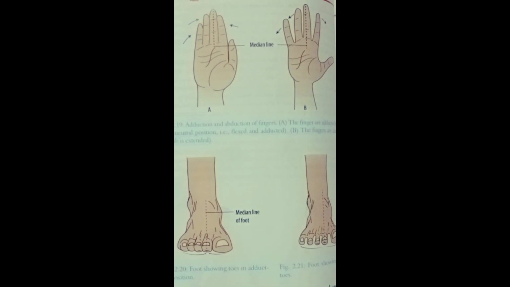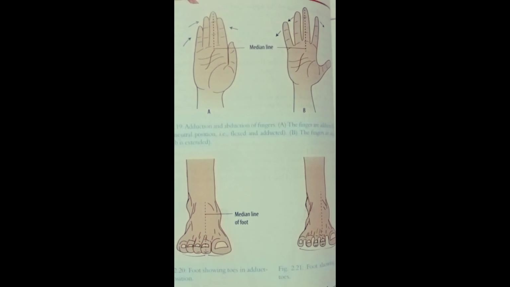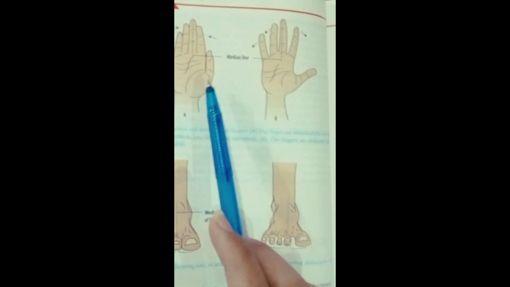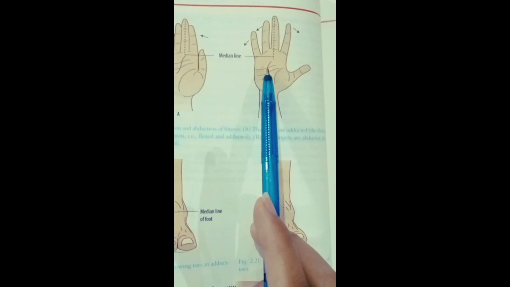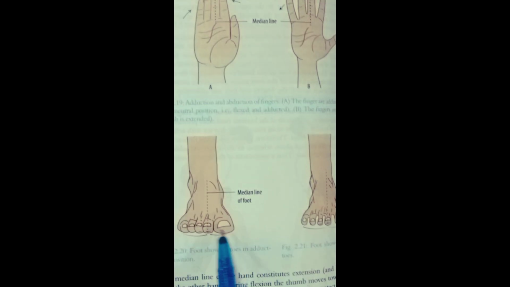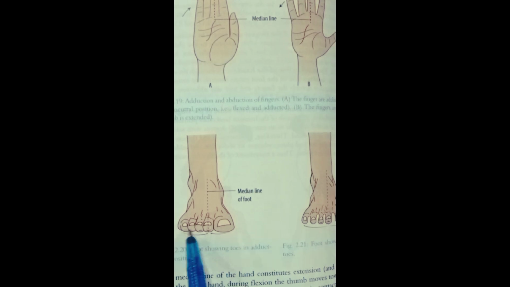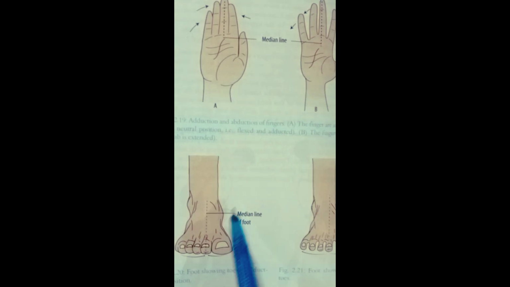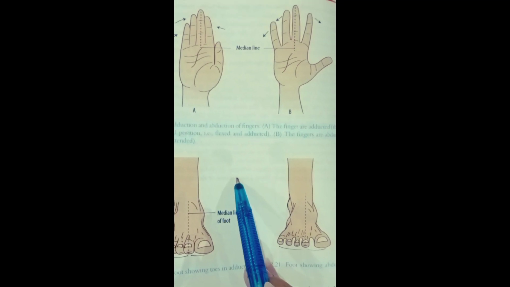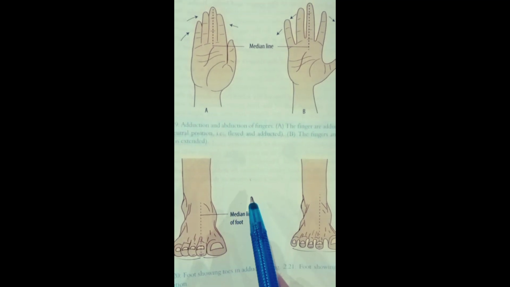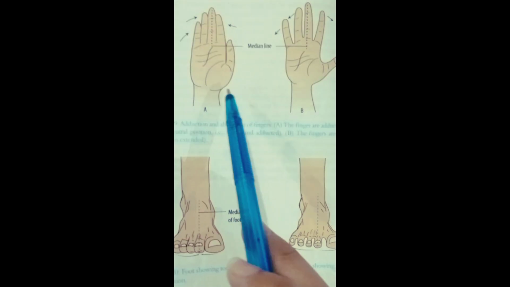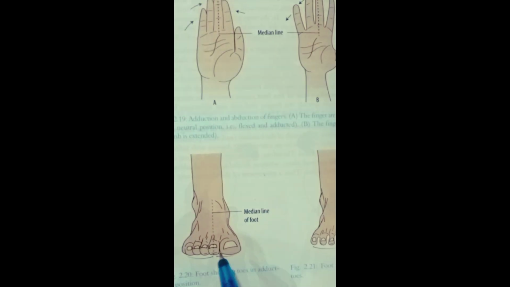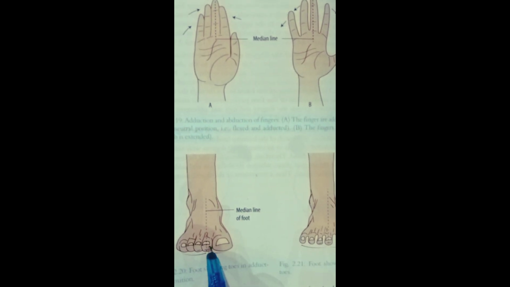These pictures are also showing you adduction and abduction. Moving your fingers toward the median plane is adduction of the fingers, and moving away is abduction of your fingers. Similarly in the foot, when you are moving your toes away from the median plane, this is abduction, and moving toward it is adduction. But you can see that the median plane in your hand is considered as the middle finger. As you can see in the hand, the middle finger is considered as the median plane, and in the foot the second toe is considered as your median plane.